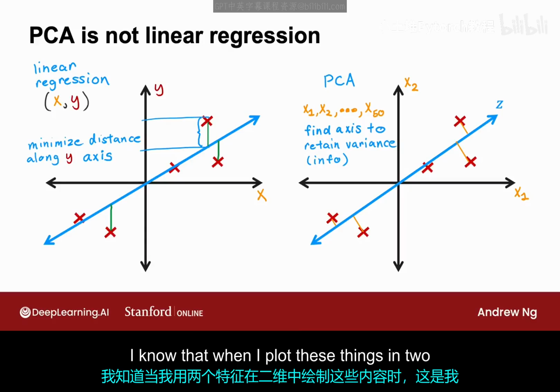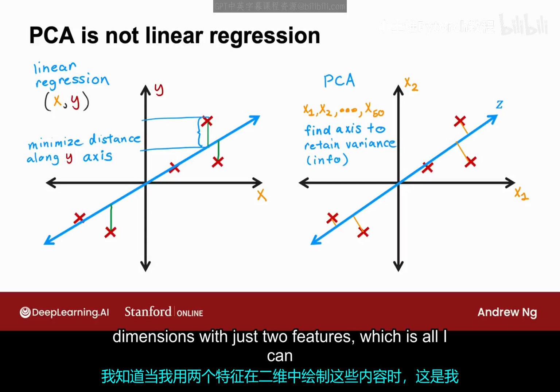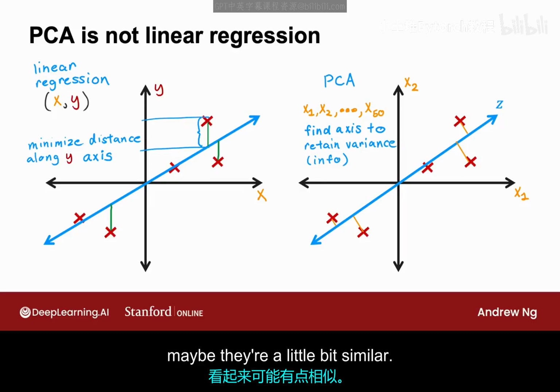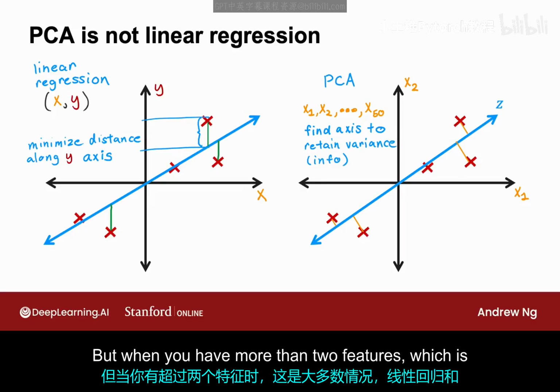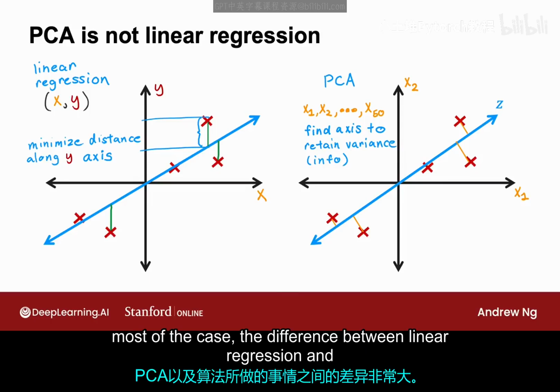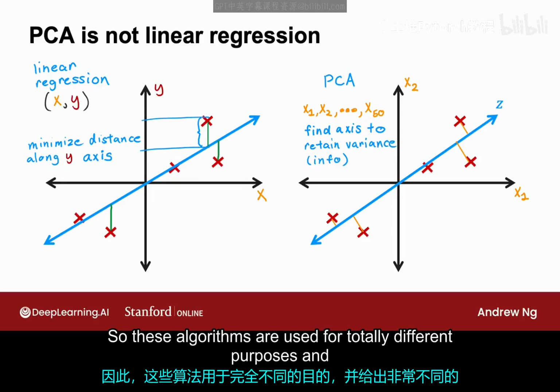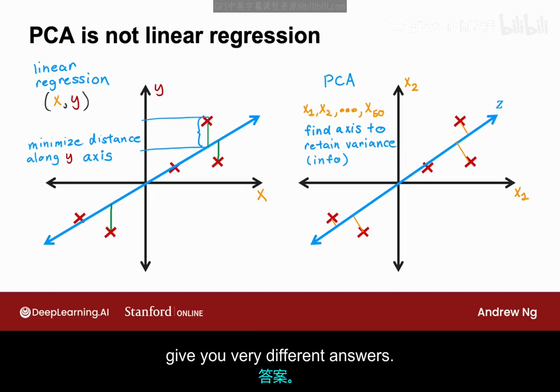I know that when I plot these things in 2 dimensions with just 2 features, which is all I can draw on a flat computer monitor, these arrows look like maybe they're a little bit similar, but when you have more than 2 features, which is most of the case, the difference between linear regression and PCA and what the algorithms do is very large. So these algorithms are used for totally different purposes and give you very different answers.